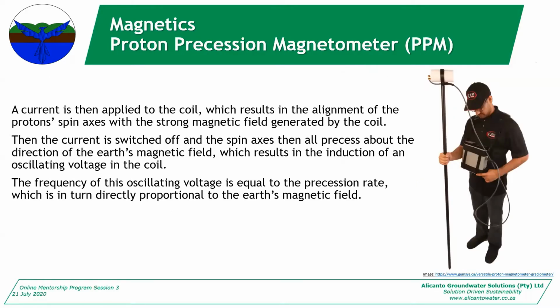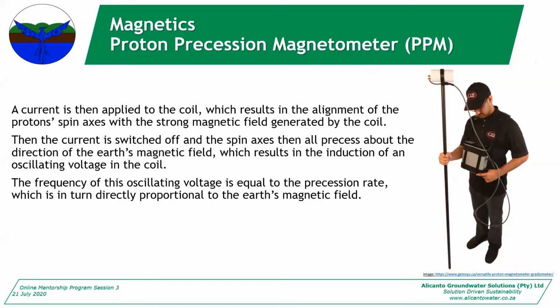Then you apply a current to that coil, which results in an alignment of the proton spin axes with the strong magnetic field generated by the coil. So everything aligns with the magnetic field of the coil. Then you switch that current off, and the spin axes all precess about the direction of the Earth's magnetic field, which induces an oscillating voltage in the coil. And the frequency of this voltage is equal to the precession rate, which is in turn directly proportional to the Earth's magnetic field.